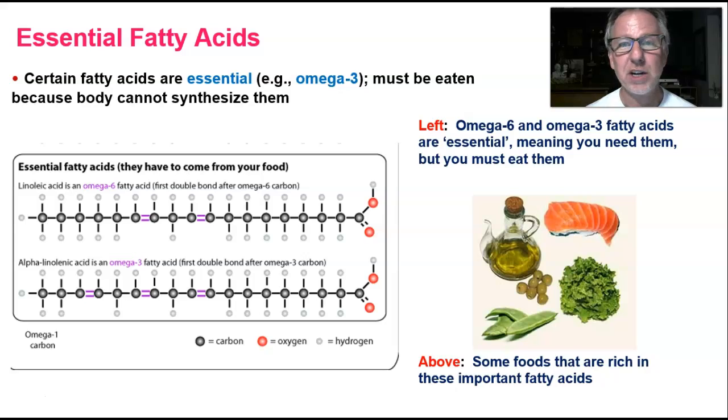Foods that are rich in these fatty acids, essential fatty acids, these omega fatty acids are pictured here. So eat some fish like salmon, olive oil, legumes like beans and peas, kale. So there's several foods that you can get your essential fatty acids and be healthy.